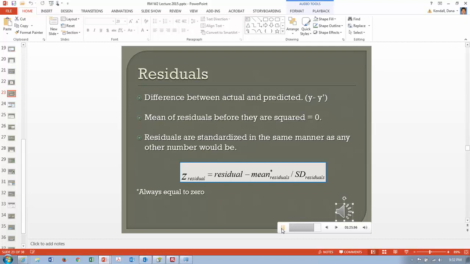And again, the residuals, if they're not squared, then their mean and their sum will always be 0. And remember, when the residuals are standardized, it's just like when any other variable is standardized. The mean is 0 and the variance and standard deviation is 1.